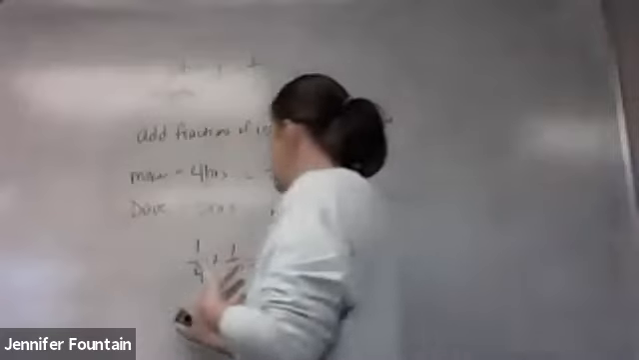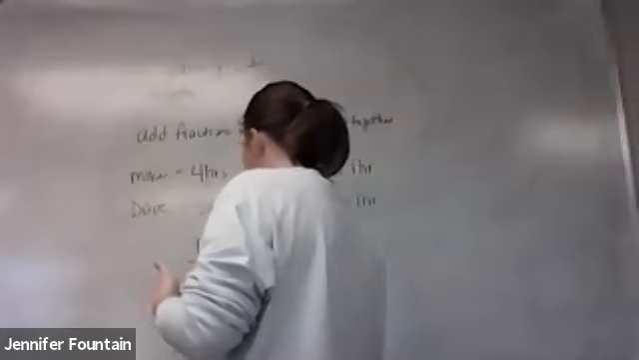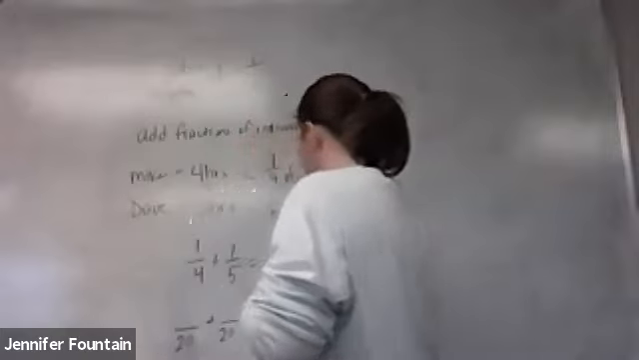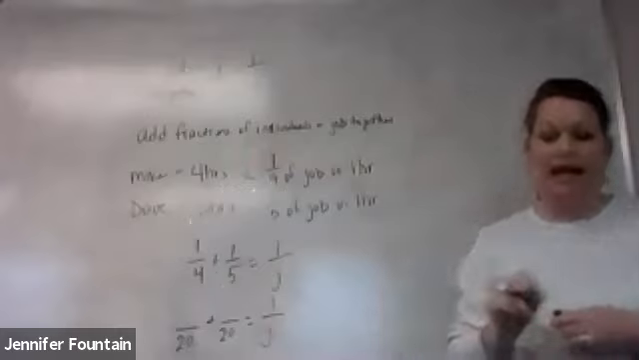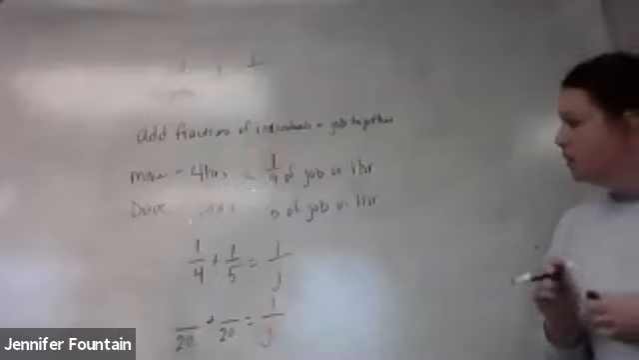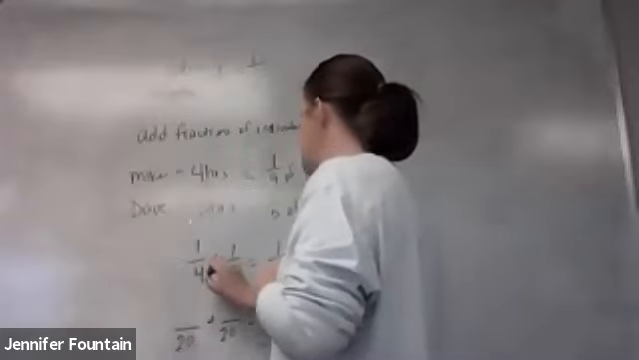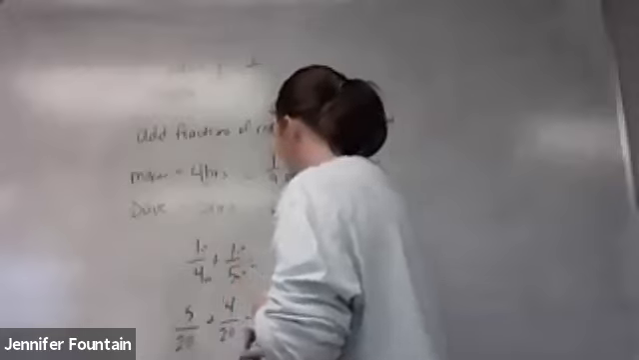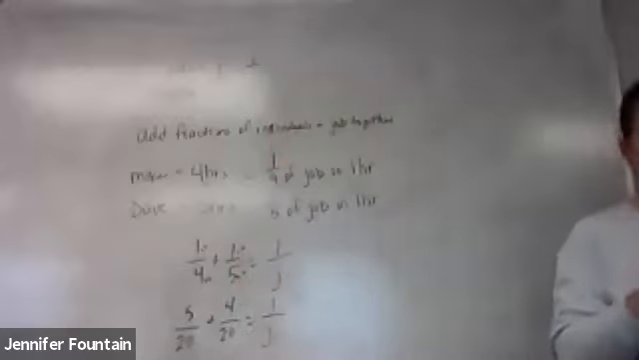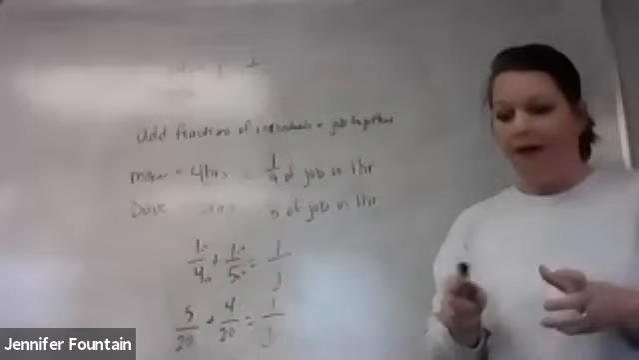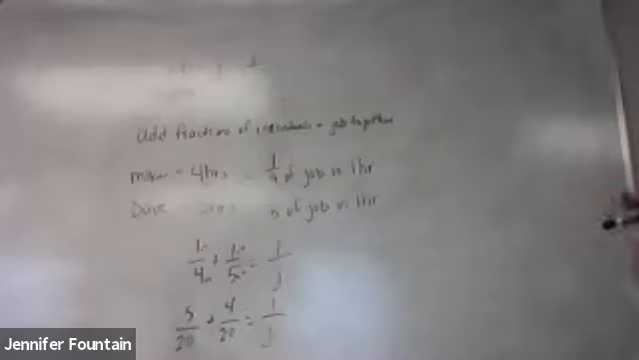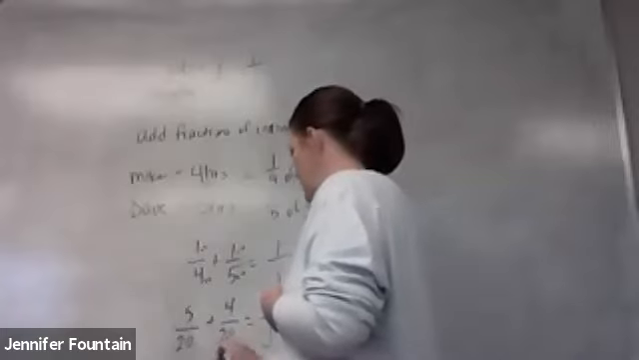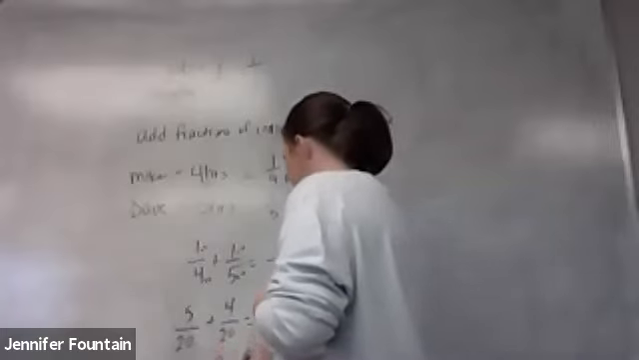Okay, so I know I'm going to have something over 20 plus something over 20 equals 1/j. Okay, so what am I going to have? 5/20 plus 4/20. That means I have to multiply this one by 5, so this has to multiply by 5. This by 4, this by 4. All right, is everybody with me so far? But notice that I've got 5/20 plus 4/20 equals 1/j. What is 5/20 plus 4/20? 9/20 is equal to 1/j.